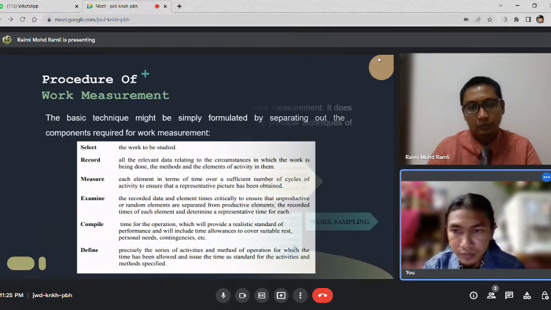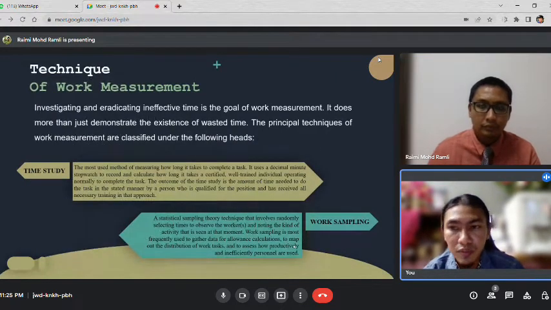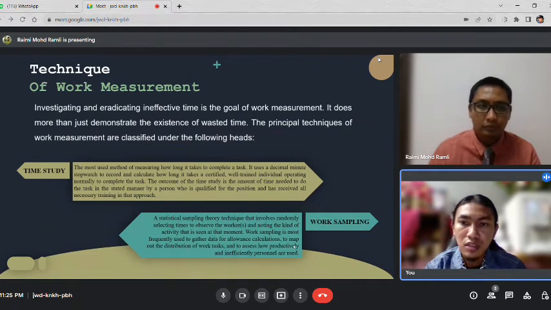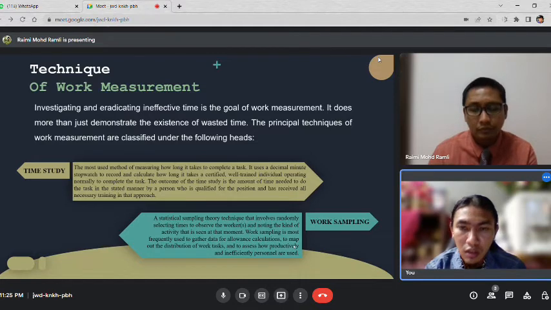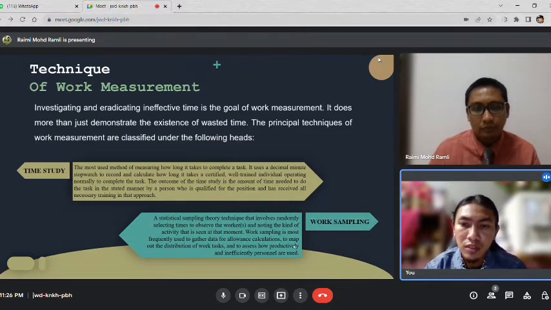So next, techniques of work measurement. Investigating and eradicating ineffective time is the goal of work measurement. It does more than just demonstrate the existence of wasted time. The principal techniques of work measurement are classified under the following heads. For the first one, time study, the most used method of measuring how long it takes to complete a task.